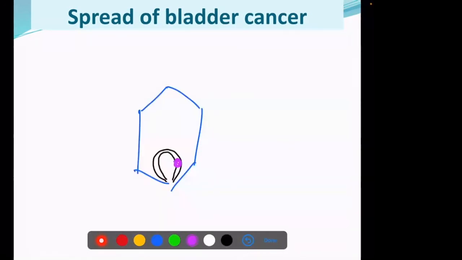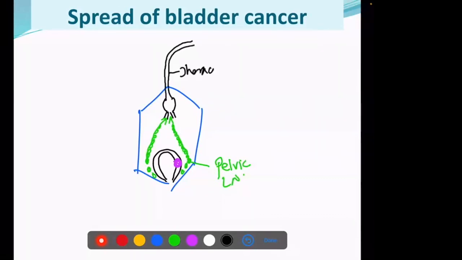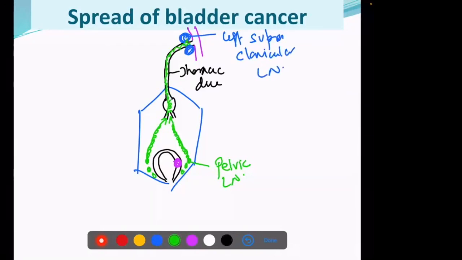Now, if bladder cancer follows the lymphatic route, it will first go to the pelvic lymph nodes. Remember that. And from there, if you remember my lecture on RCC, it goes to the cisterna chyli, which receives the lymphatics from the intra-abdominal organs. From the cisterna chyli, it is continuous as the thoracic duct, and that thoracic duct opens into the junction between the subclavian vein and the internal jugular vein. So the cancer will follow the lymphatic thoracic duct pathway. And just before entering the venous system, there are some lymph nodes known as the left supraclavicular lymph nodes, which are highly susceptible to involvement.